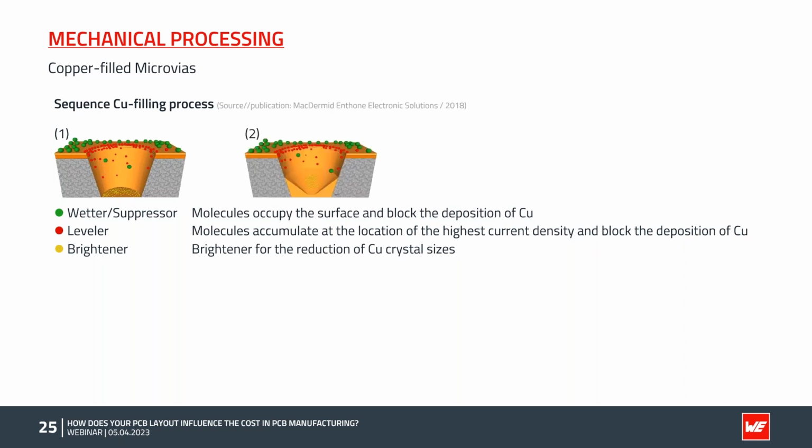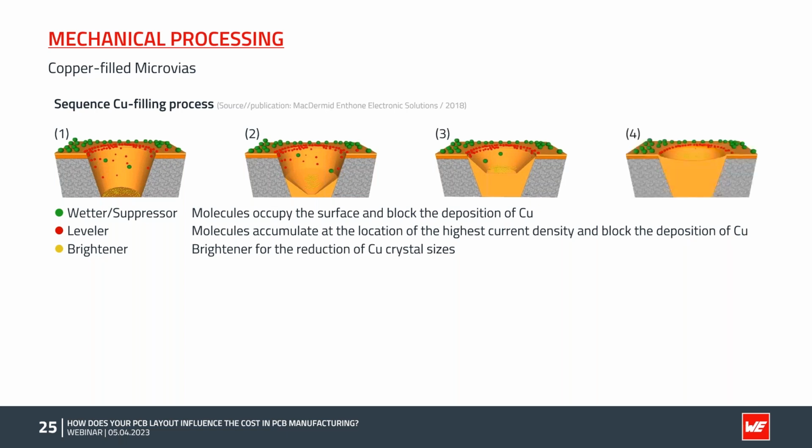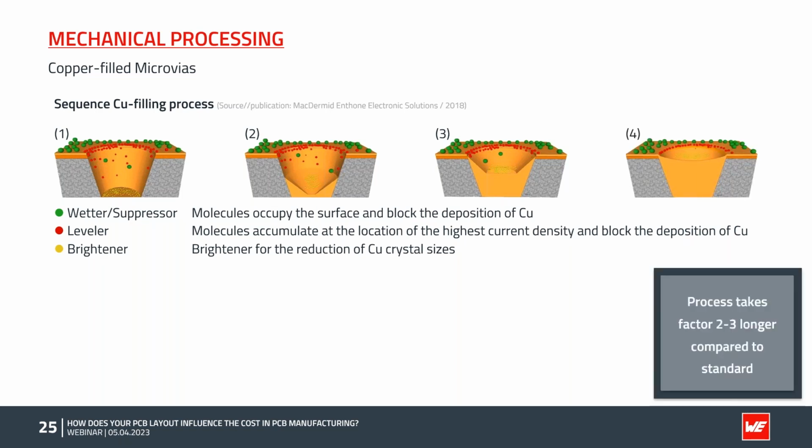So what happens with these three molecules, basically you build up the copper in this hole from the bottom up to the top, and you hardly have any copper deposition on the top surface of the PCB due to the wetters. But this takes time, and compared to just having the sidewalls plated, this takes 2 to 3 times longer to fill up this PCB. So the panels are just longer in the plating baths, and the longer it takes, the more it costs, basically.